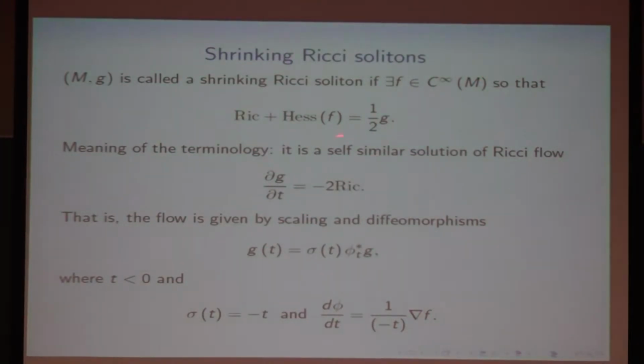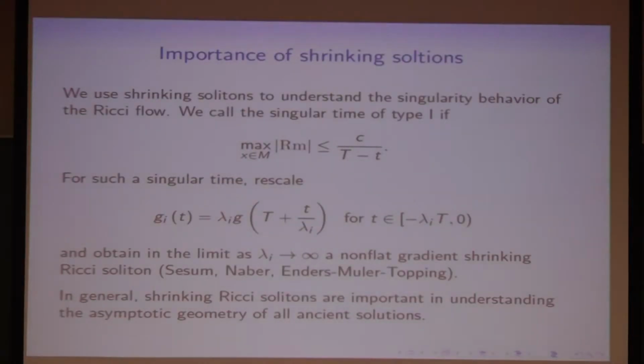The reason people study them is because they play a role in the Ricci flow, and they are self-similar solutions, meaning that the flow is given by diffeomorphism and scaling. That's well known. It's a special type of ancient solution. They are studied in relation to type 1 singularities, to be more precise. For type 1 singularities, here M is compact. This is the only time when M is compact in the talk.